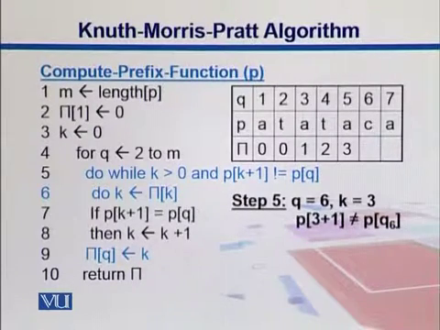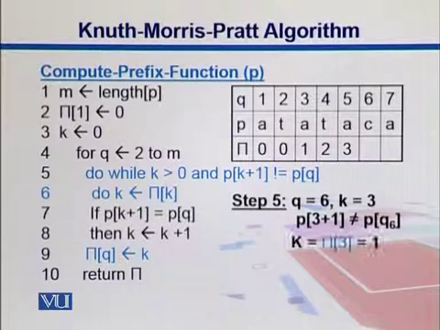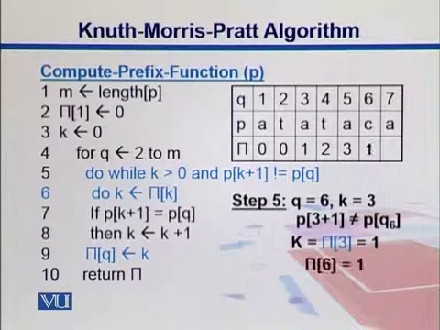So we are in line 5. Do while K greater than 0. Yes, it is greater than 0. K is equal to 3. And P of K plus 1, which is P of 4, is not equal to P of Q, which is actually P of Q6. So in this case, they are not equal. So what we do is, we will take the value at pi of K, and we will update the K with that. So right now, we have the value pi of 3. At position number 3, we have the value of 1. So K will be updated to 1. So we put that value, pi of 6 is equal to 1.